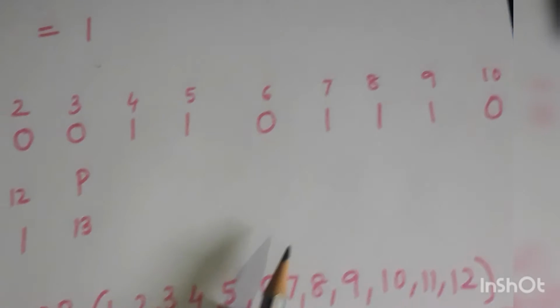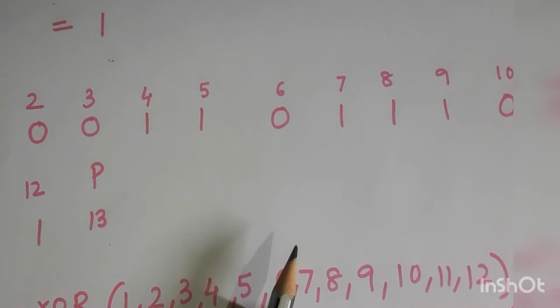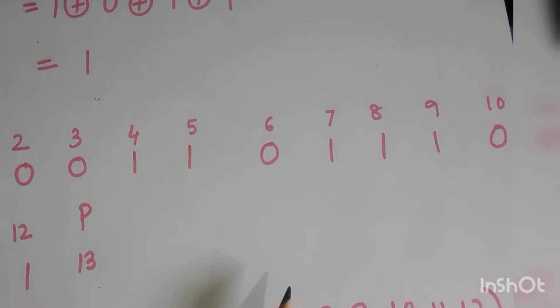Now I will put it in the composite word. I have the data bits of the data word and now I got the parity bits. So see how it is.